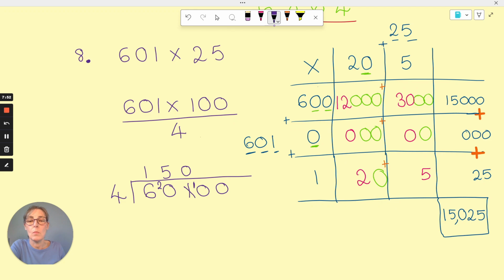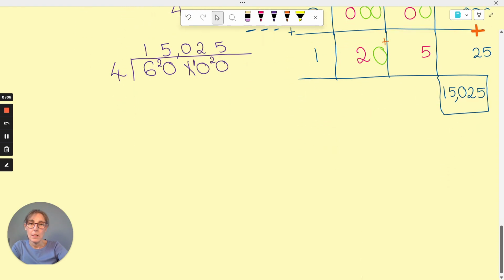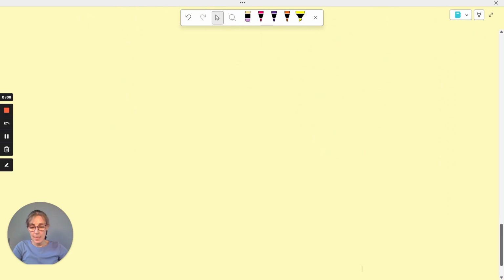How many 4s in 10? Well, 2 4s are 8. We've got 9, 10, 2 left over. How many 4s in 20? 5. Okay, fantastic. So 15,025, 15,025. Brilliant. Okay, so let's go down a bit. Let's get a nice clean page.